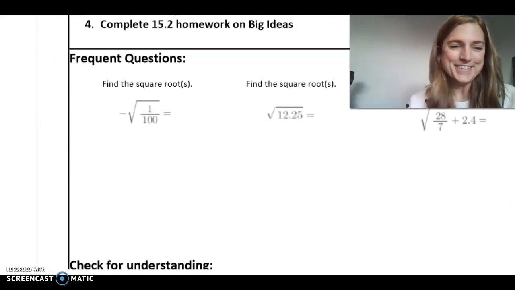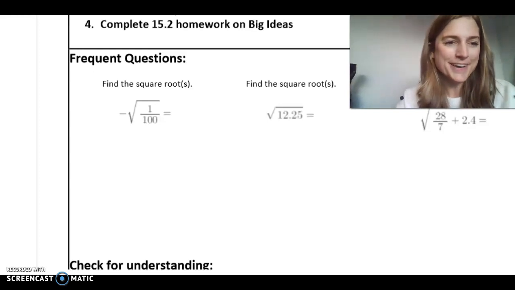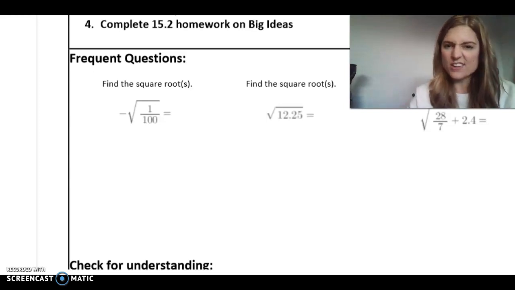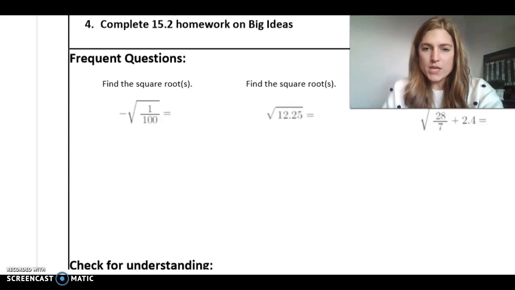I scrolled. So what we're going to do, these are the most frequent questions that I got asked by you guys. And that is finding the square root when there's a fraction with a number on the top and bottom, and then when there's a decimal, and then just a quick evaluate the expression problem.